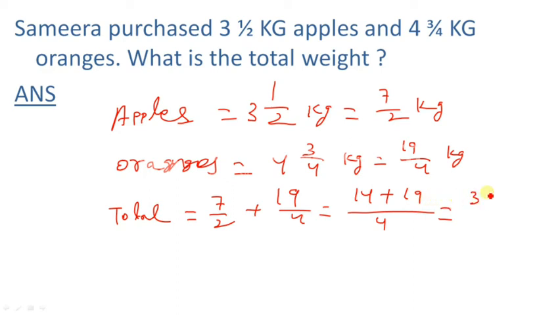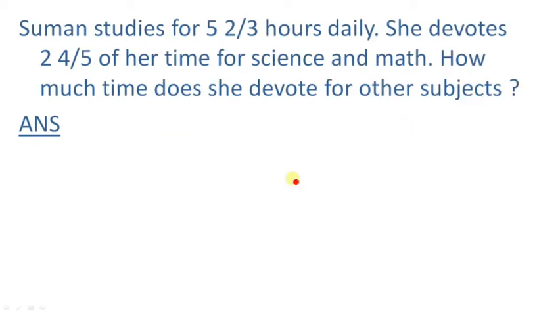Now let us see another example. What does the example read? Suman studies for 5 whole 2 by 3 hours daily. It means this is the total time she studies. Let us write the data. Total time she studies is 5 whole 2 by 3 hours.